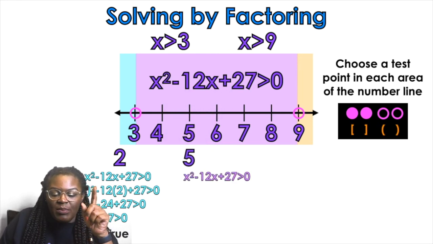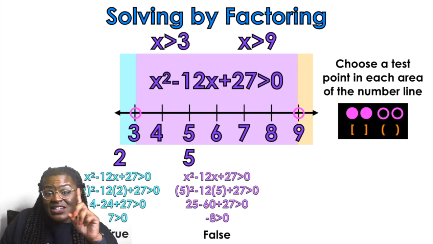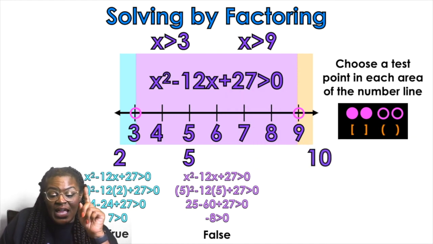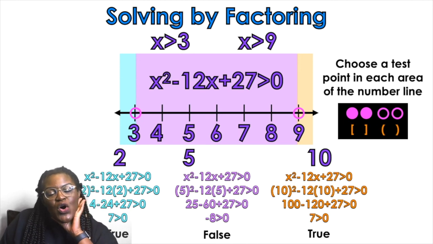So I plugged in 5. I got negative 8 is greater than 0. That is false. So we're not going to use the purple. And then I have 10. That's in the orange area. I plugged in 10. 7 is greater than 0. Is that true? Sorry, that is true. So we're going to use the orange area.